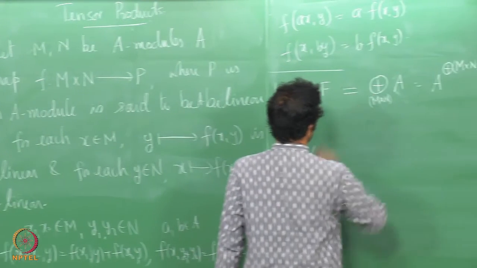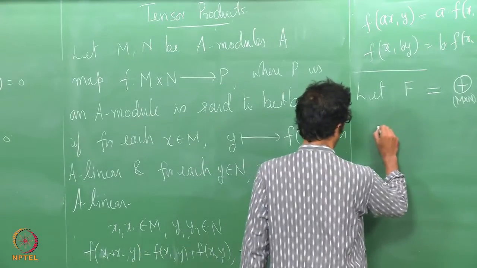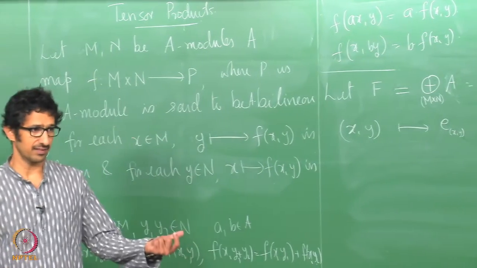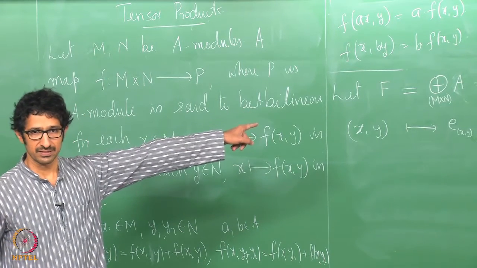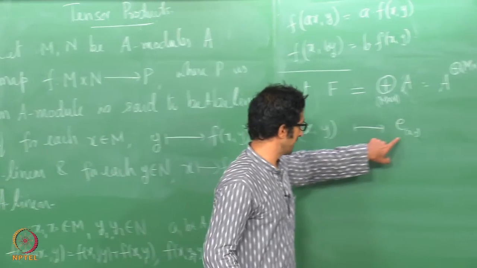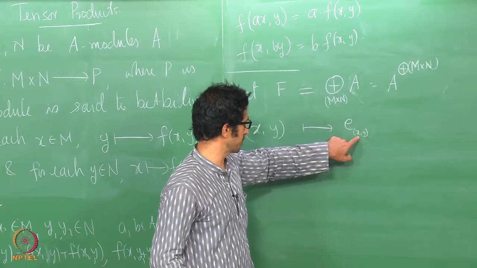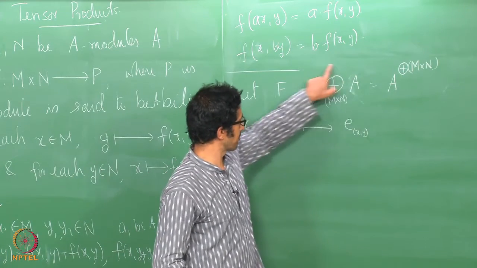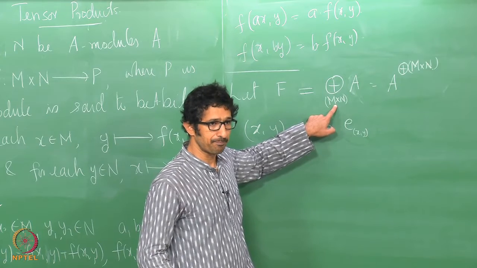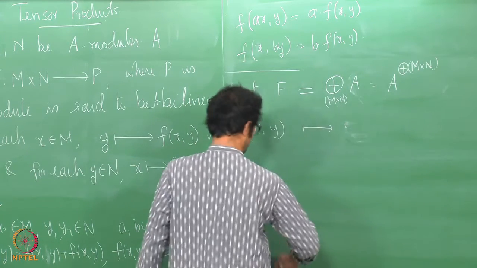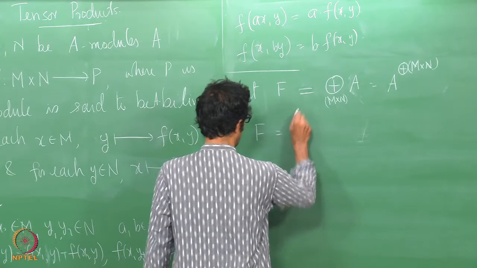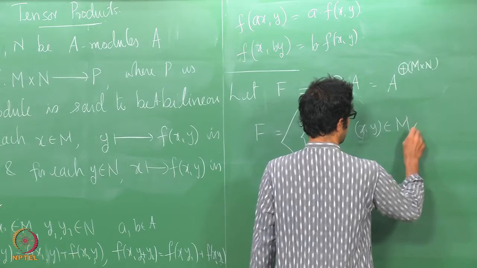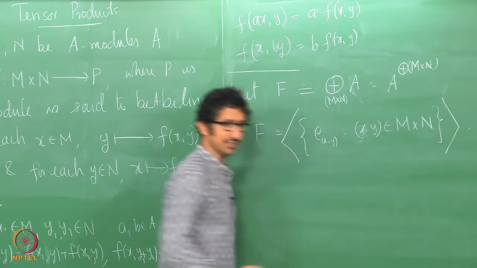So for each (x, y), I have an element e_(x,y) in F. That is the element where the coordinate with respect to (x, y) is 1, and the rest of them are 0. There are as many copies of A as the number of elements here. So this free module F, you can think of as generated by the set e_(x,y), where (x, y) is in M cross N. It is generated by this set.